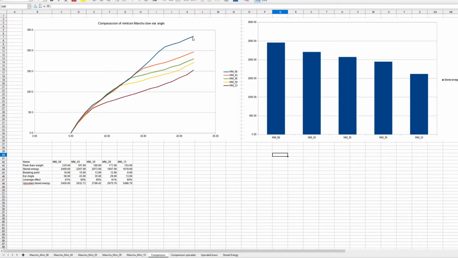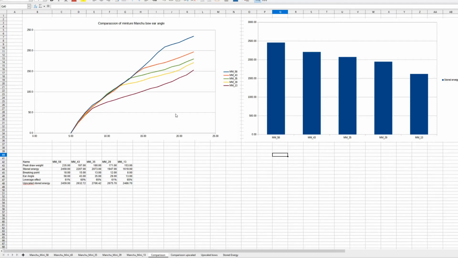I didn't mention it before, but the area underneath a force draw curve is the amount of stored energy. You calculate the integral, so you want to increase the area below to get more energy into your bow. And the thing about Manchu bow, you shoot such a heavy projectile, so you reach 99%. So the main benefactor, if you want more speed in your arrow, is to improve the efficiency or improve the integral of the bow.